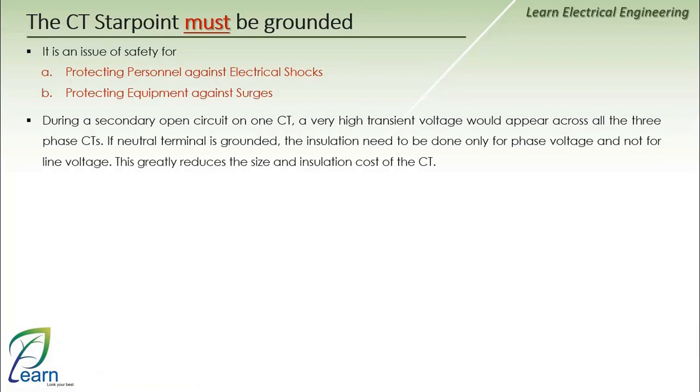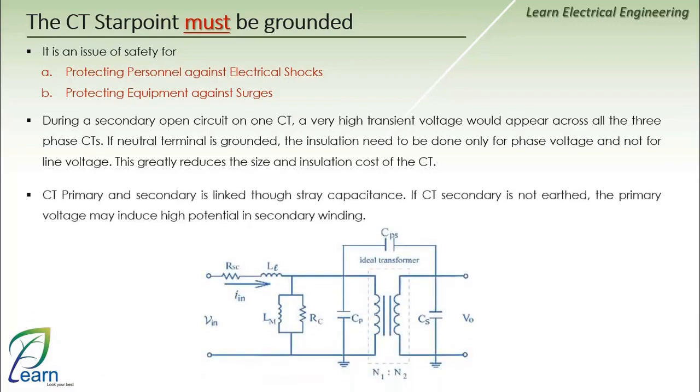The third point is that there is stray capacitance between the primary and secondary, and of course, between the primary and ground, and between the secondary and ground. This will lead to the presence of electrostatic charges, which is unsafe for people working on the CT. Additionally, it may result in induced voltage from the primary to the secondary, which means high voltage that could damage the equipment connected to the CT secondary.